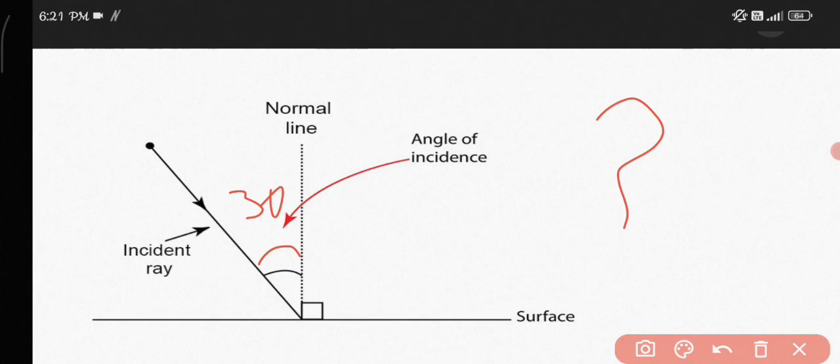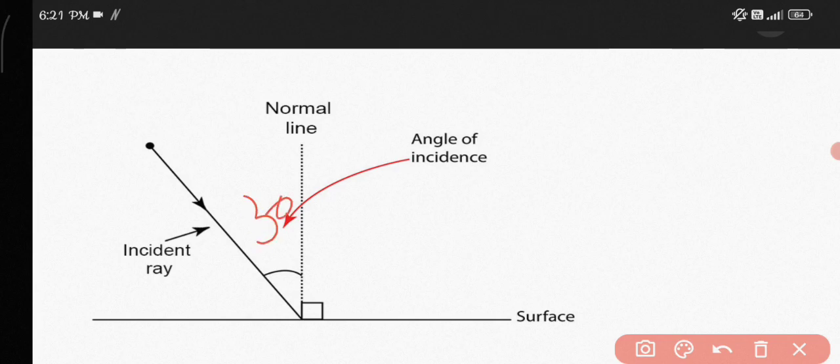So, according to the first law, the angle of incidence is always equal to the angle of reflection. Just suppose this angle is 30 degrees. So, the direction of the reflected ray will be this, and the angle formed by the reflected ray will also be 30 degrees. Let's prove it with some experimental pictures.